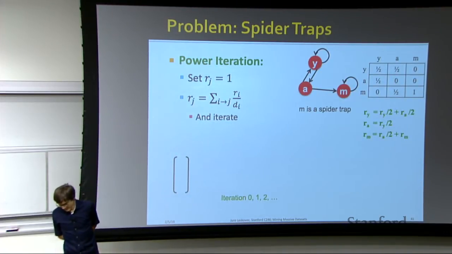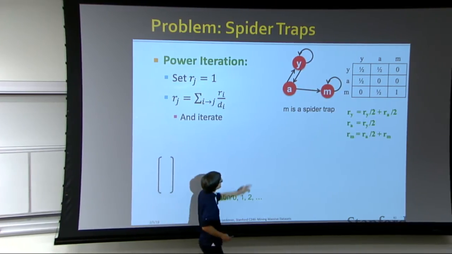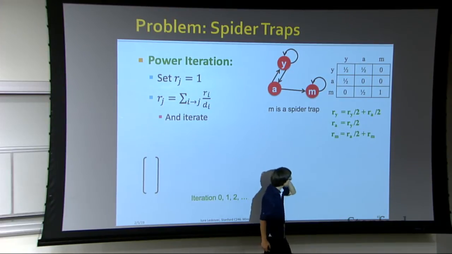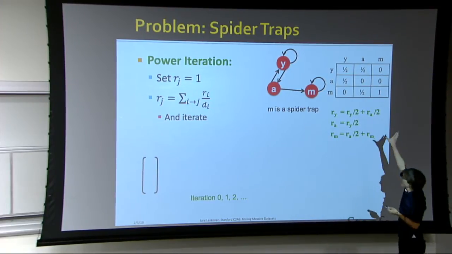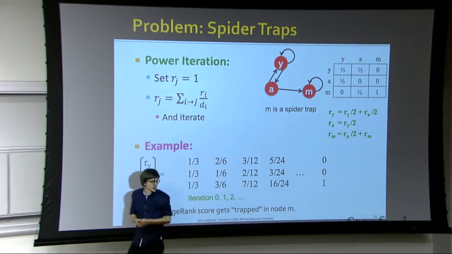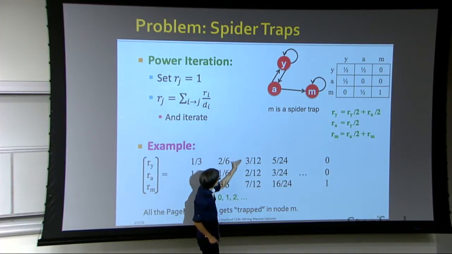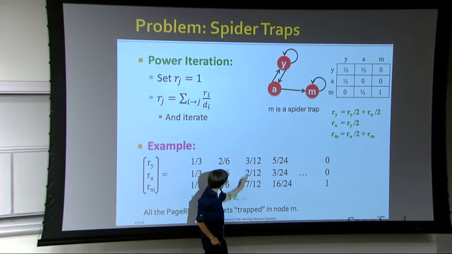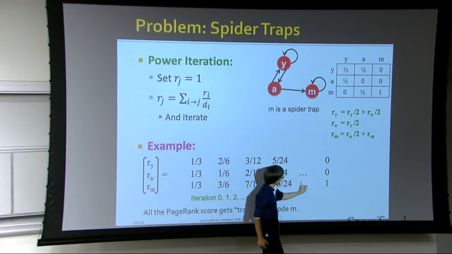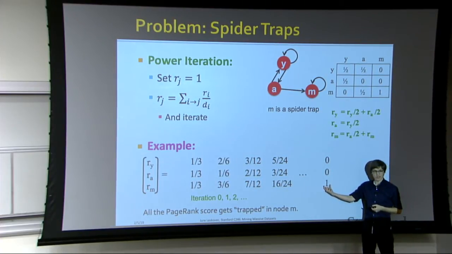So going back to my example, but changing it a bit, here I change the graph so that M is now a spider trap. Here is my matrix M right now, and I show you what happens if you do the power iteration over this different graph, right? And as you do the power iteration, notice how the importance of node M, this is the node M, keeps increasing until all the importance is stuck in M.